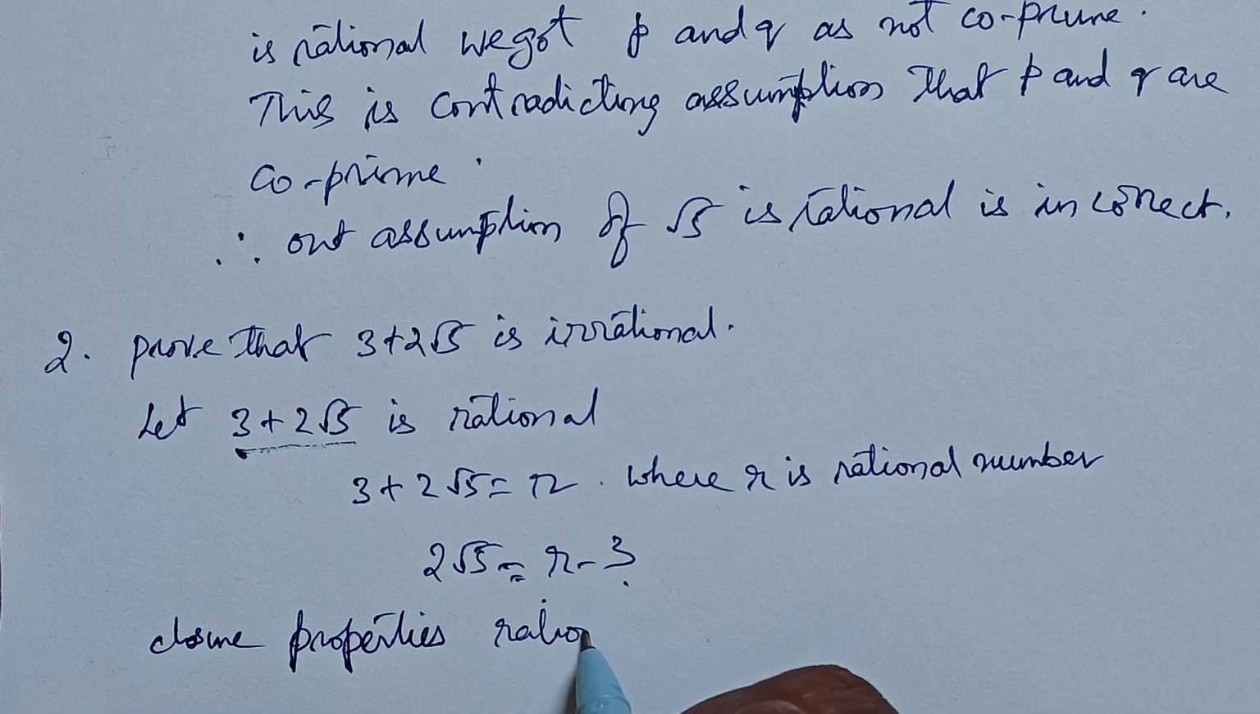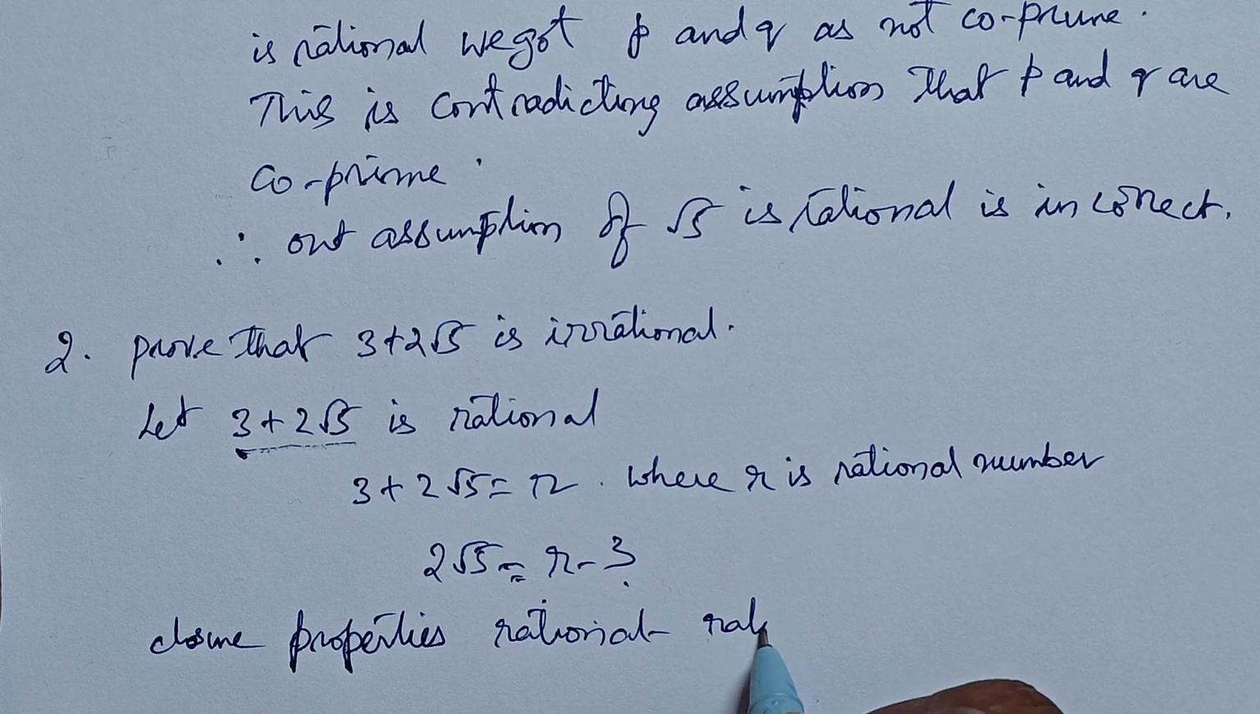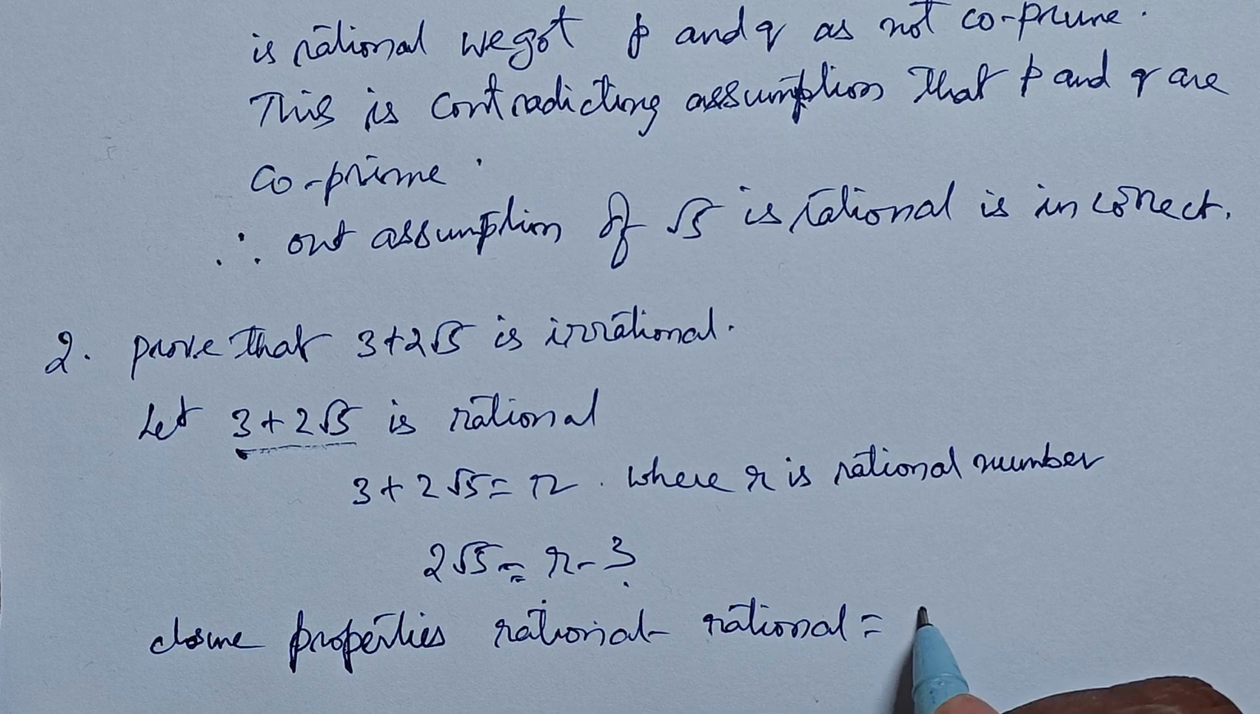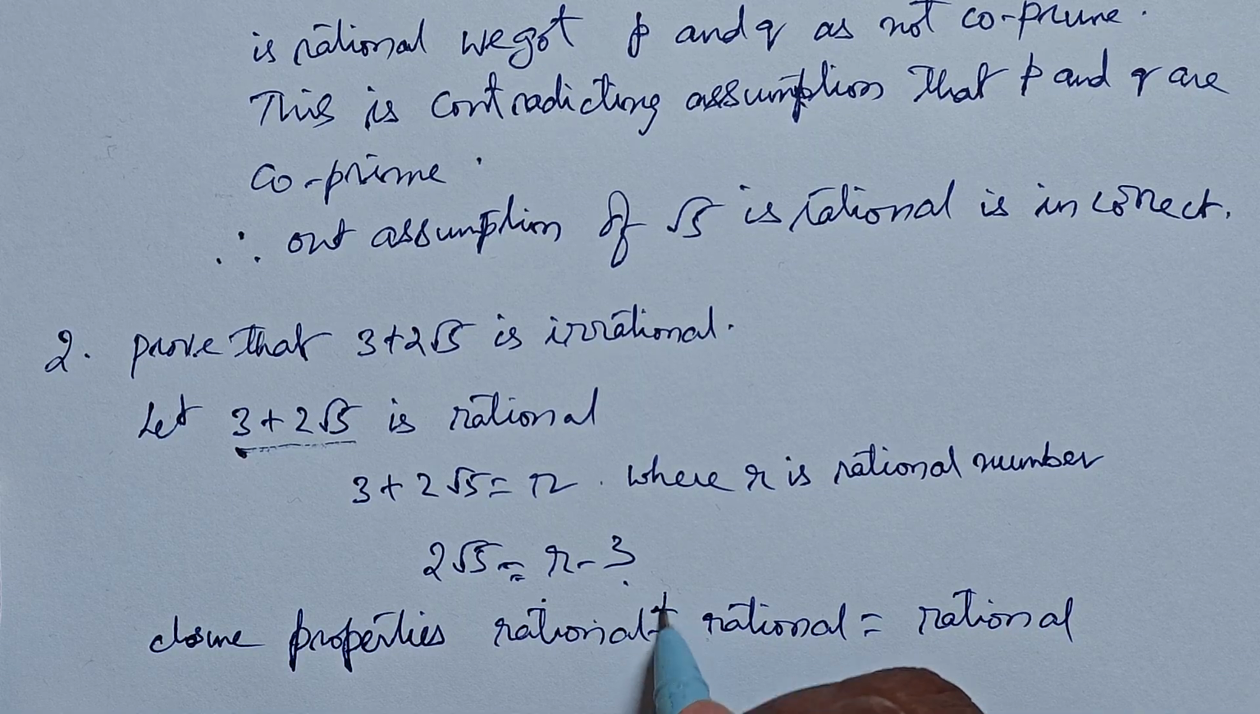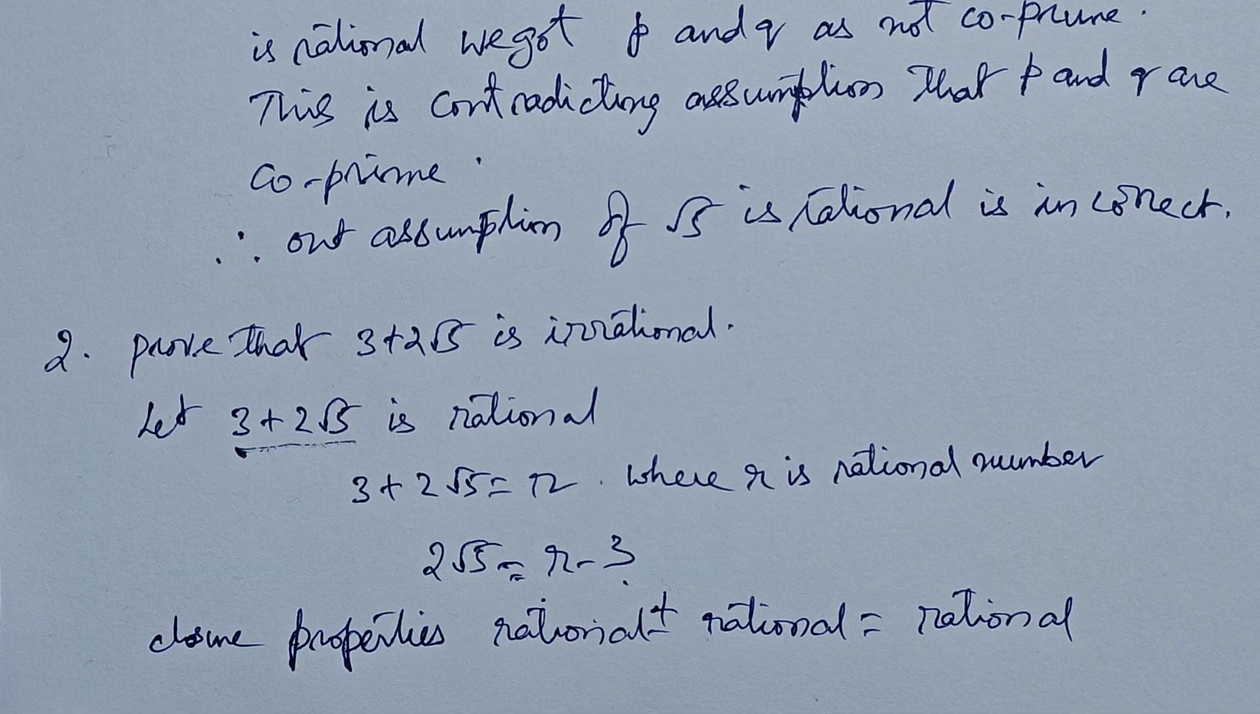Irrational minus rational is irrational only. Rational minus rational is rational. Or if you say rational plus rational also, here I would say rational plus or minus rational is always a rational number. Similarly, here r is rational, 3 is rational, therefore 2 root 5 is rational by this particular rule. Therefore, with this closure property, 2 root 5 is equal to rational minus rational, therefore 2 root 5 is rational. Am I correct?